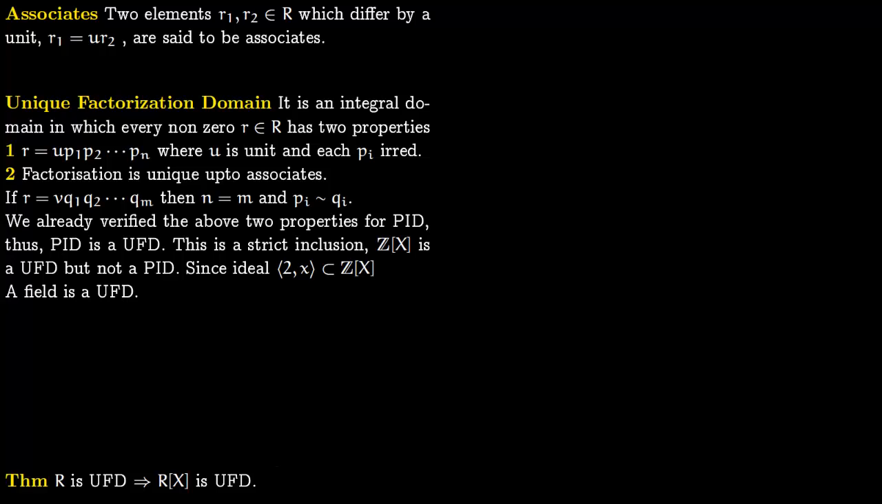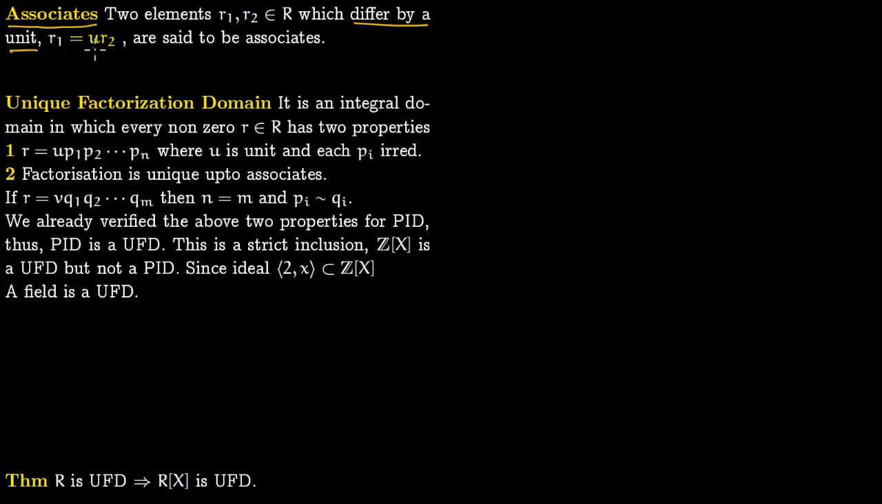In this lecture, we want to talk about properties of unique factorization domain. So first we start with the definition of associates. Say we are given two elements of a ring R, r1 and r2. So r1 and r2 are associates if they differ by a unit. That is, r1 is equal to u times r2.